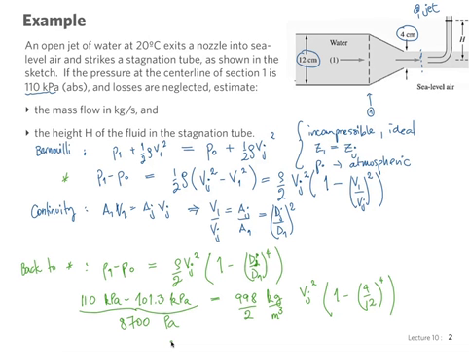So from here we get Vj, and I have the result right here. Well, it's going to give me Vj squared and I have to take square roots. But I get 4.2 meters per second.